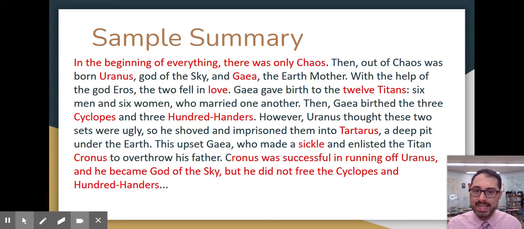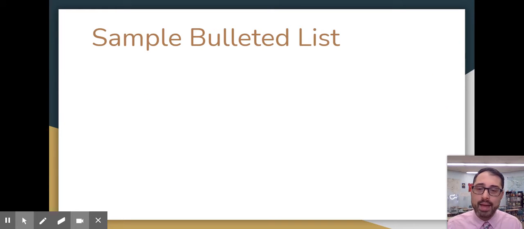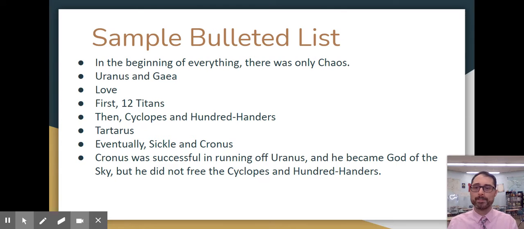Then I'm going to take these keywords, take a look at the words highlighted in red here. I've created a bulleted list. Notice my first and last bullets are a full sentence. My bullets in the middle are just a word or a phrase. And then some of them I've added a transition word. We don't want to transition every sentence, but we can use some transition words for some bullet points. And by looking at this, I should be able to retell the Greek creation story.